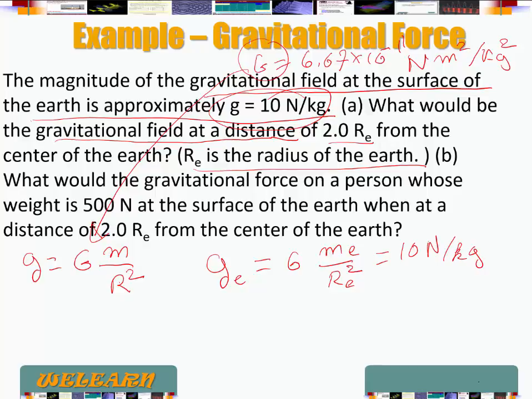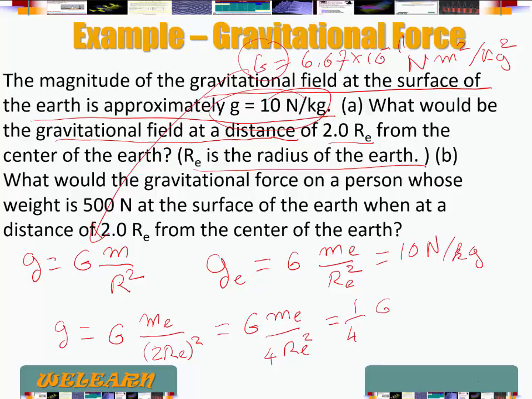The question is to find it at 2 RE. g at that new position is still due to the Earth, so it's the mass of the Earth, but instead of RE for the distance away from the center, it's going to be twice RE squared, which is G ME over the twice here. I'm going to take it out, so it becomes 2 squared, which is 4 RE squared, which is 1/4 of G ME over RE squared.